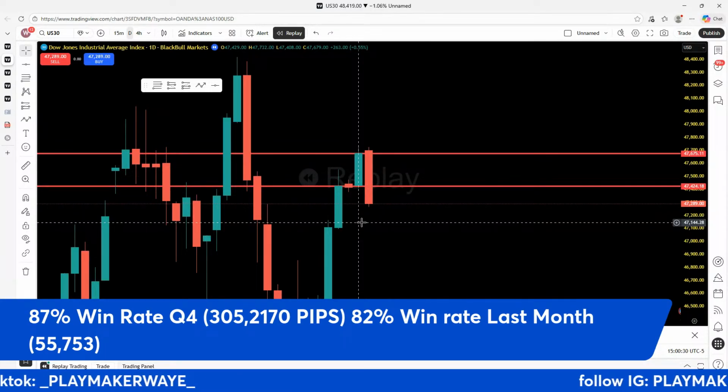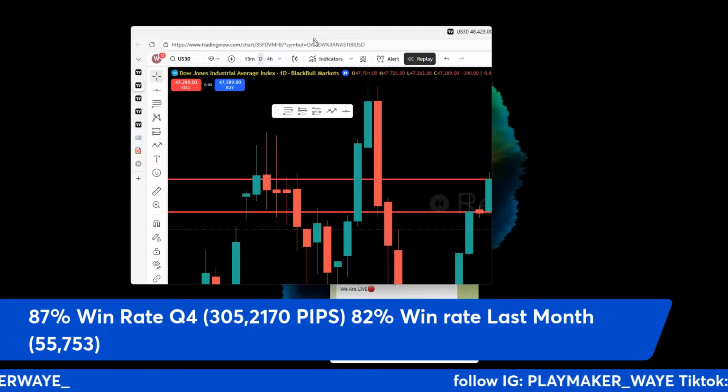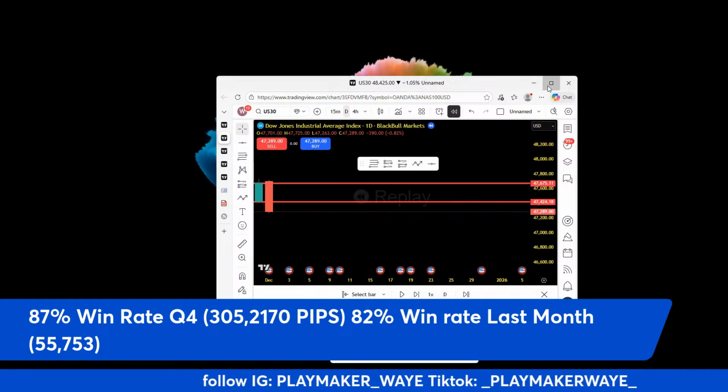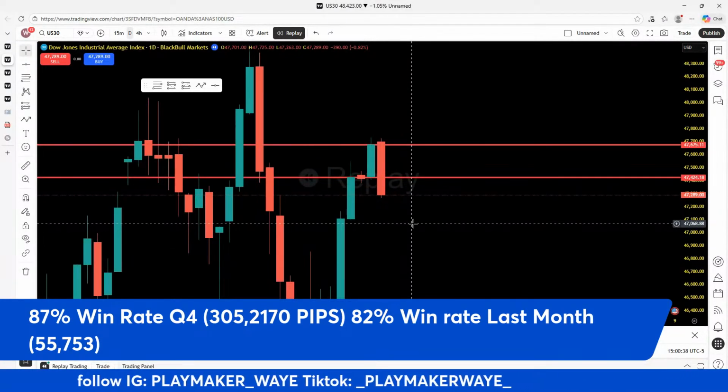This time frame is the daily time frame. You want to identify the trend on the daily, then enter on the 5 and 15.